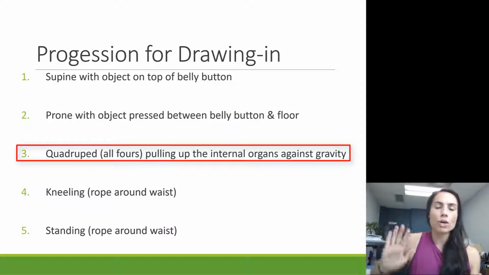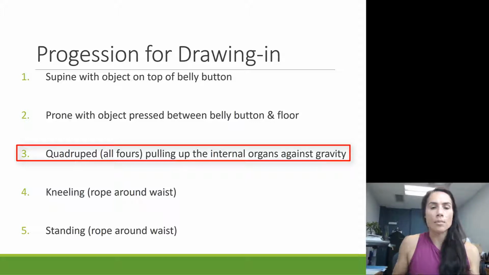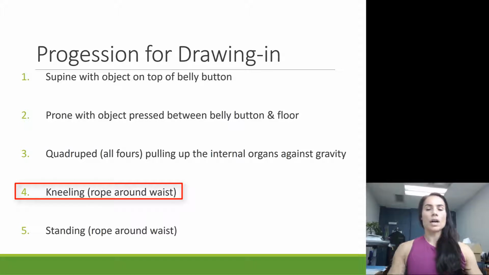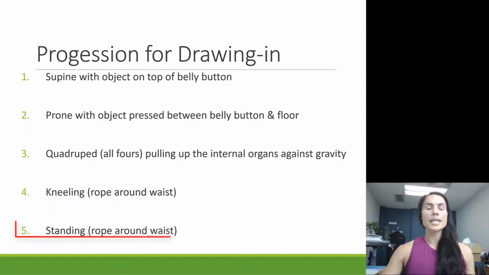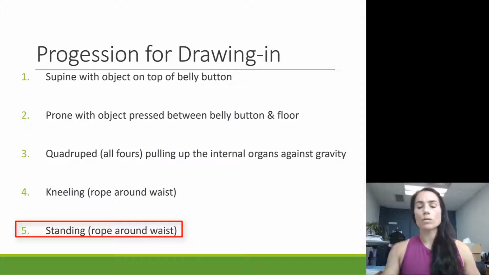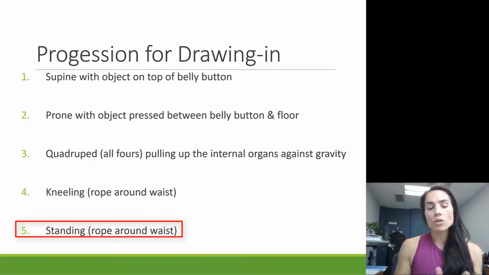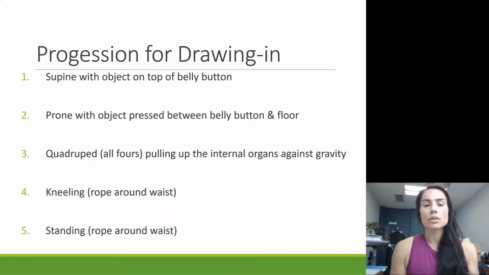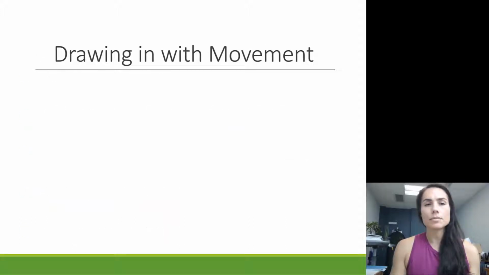So if you're in a tabletop position, your organs are going to want to push down, and you're going to be pulling up. Then number 4 is kneeling, so on your knees, and you have a rope or TheraBand or something around your waist. And once you draw in, you can see a space between the rope and your waist. And then standing, same thing, you have a rope around your waist. When you draw in, you can start to see the space exists between the rope and your waist. That's a nice progression. So if you are working with a client whose posture is an issue or they're trying to work on some of those pelvic floor muscles, these are some good ways to go about doing that.